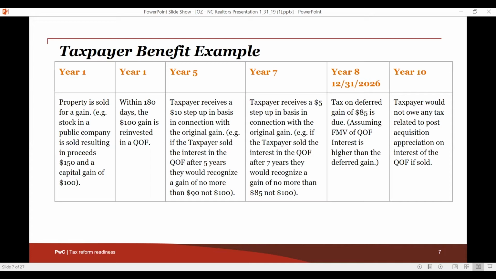Now, like I said, that's to get the full advantage of the program and all three incentives. You certainly can invest in a qualified opportunity zone in year 5 and hold it for 2 years and get a 10% reduction, and then it's 2026 and you pay your tax then. But you would just miss out on that additional 5%.